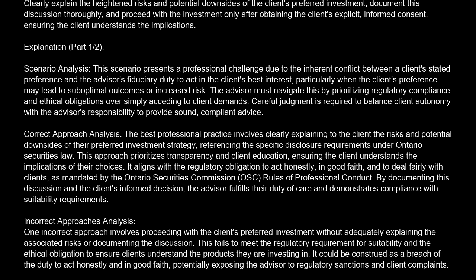This fails to meet the regulatory requirement for suitability and the ethical obligation to ensure clients understand the products they are investing in. It could be construed as a breach of the duty to act honestly and in good faith, potentially exposing the advisor to regulatory sanctions and client complaints.